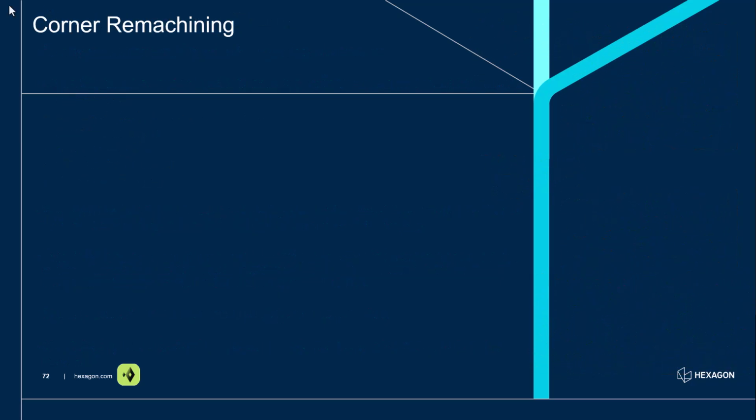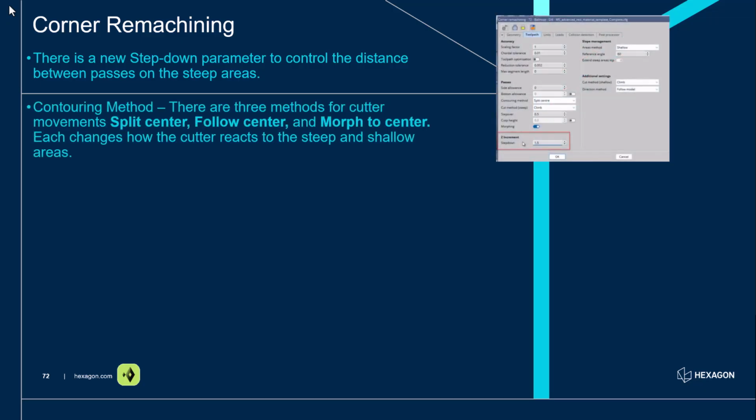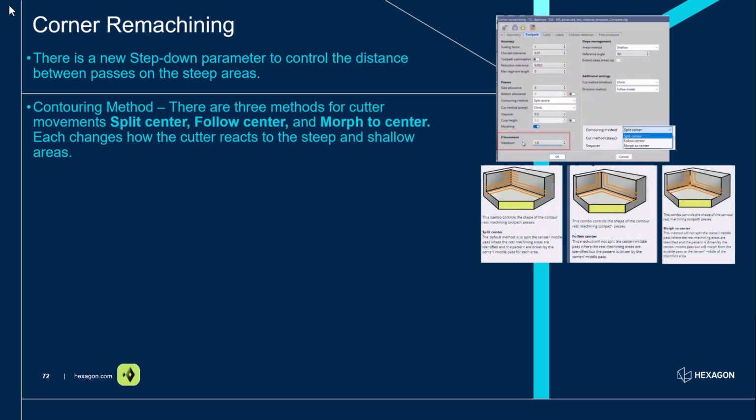Now we're going to talk about corner remachining. There's a new step-down parameter to control the distance between the passes on the steep areas. Within contouring methods, there are 3 new methods for cutting these types of movements, such as split center, follow center, and morph to center. Each of these changes how the cutter reacts to the steep and shallow areas.